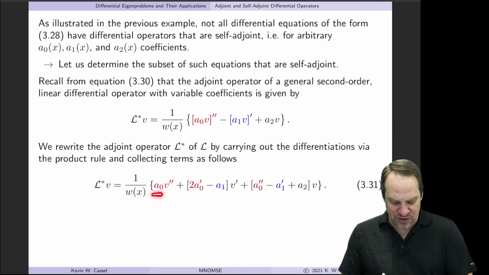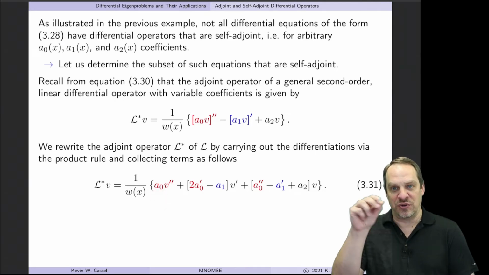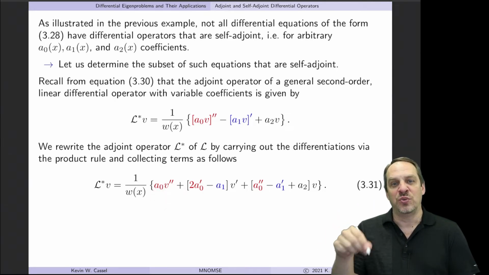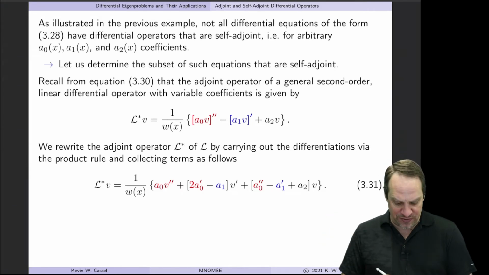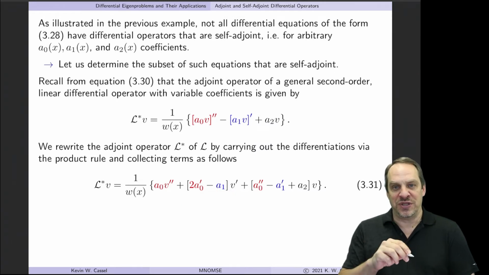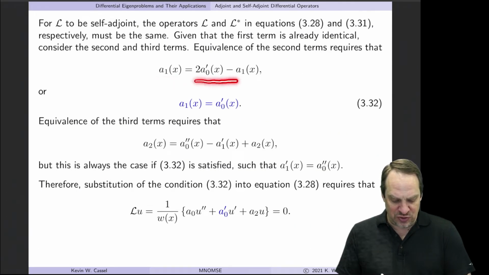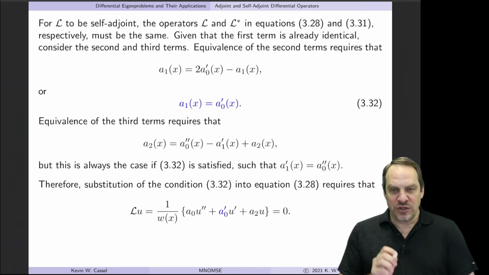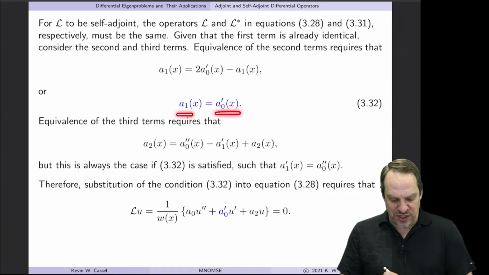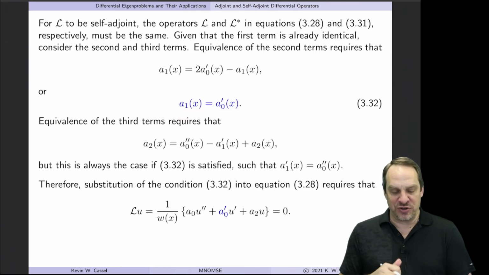So A0 has to be the same as the second derivative coefficient in the original differential operator, which was also A0. So that's taken care of. Then this one, 2A0 prime minus A1, has to be the same as the coefficient in the original differential equation, which was A1. So let's take a look at that. So we have A1 is equal to 2 times A0 prime minus A1. Well, if you bring this A1 over, then you have two of those, the 2's cancel, and you have that A1 is equal to A0 prime. So there's a relationship between A0 and A1 that has to hold in order for the operator to be self-adjoint.